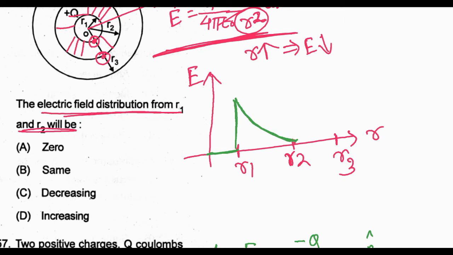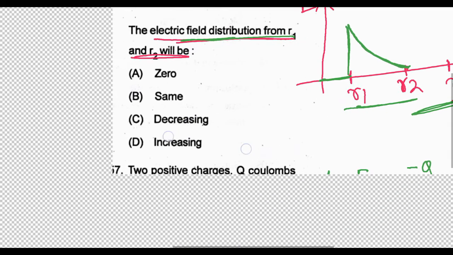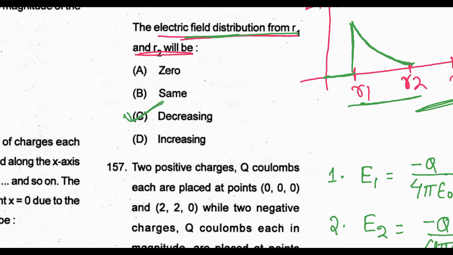And again at r2 to r3, this depends upon what type of medium this is. Suppose this is non-conducting or conducting or anything. So in this question, this is not our matter. From r2 to r3, we are only asked for r1 to r2. This is decreasing in terms of 1 by r square.